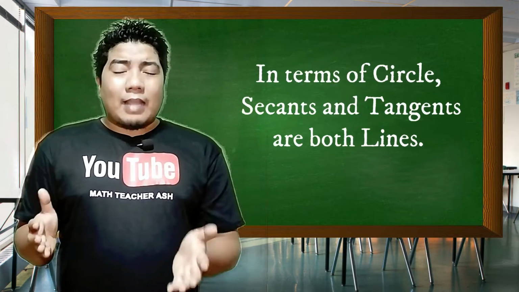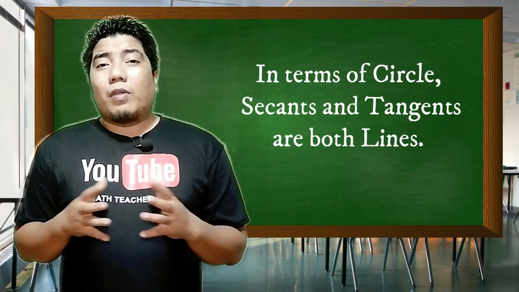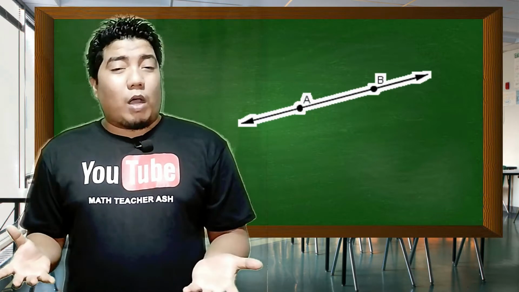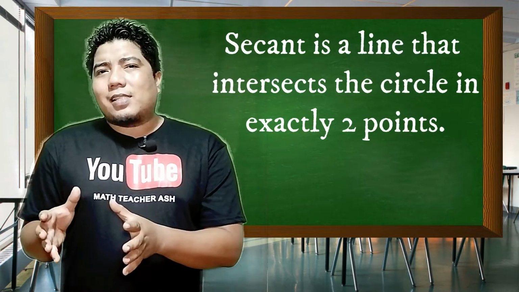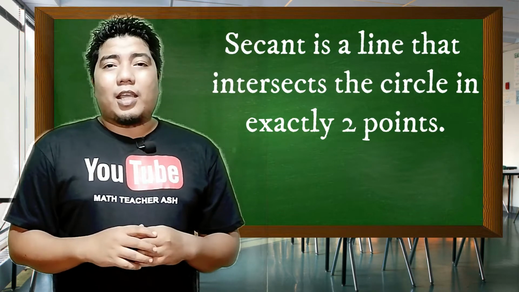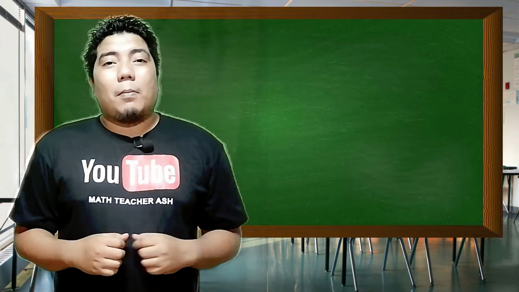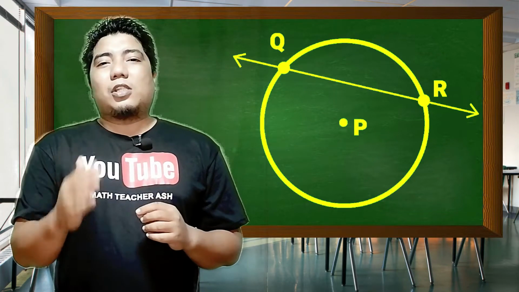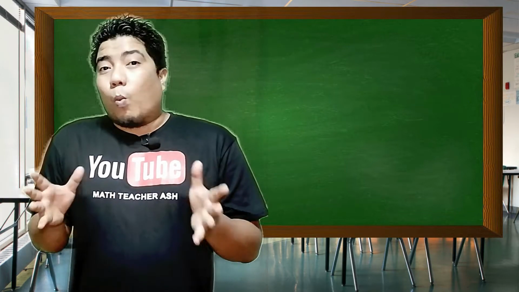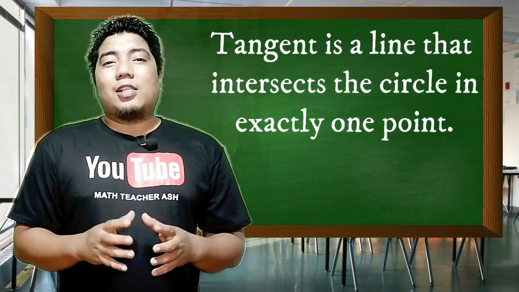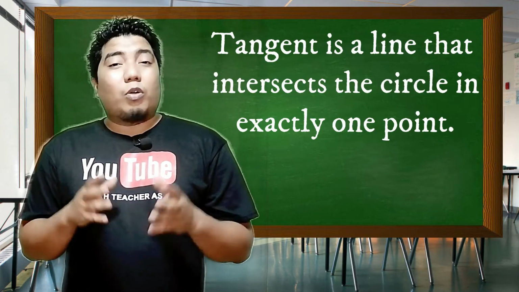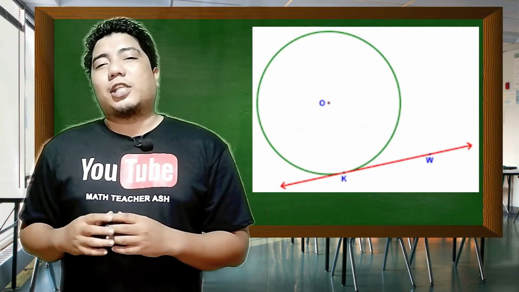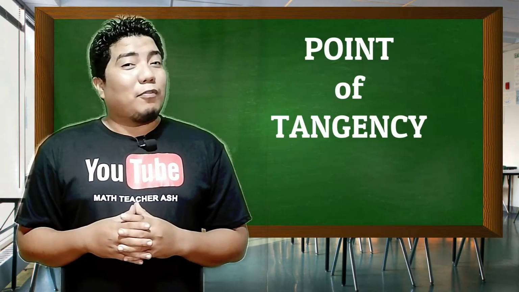Basically, secants and tangents in terms of circle are both lines. When we say line, the end part of the figure is two arrows. Now, a secant is a line that touches the circle in exactly 2 points. Meaning that if this is your circle, then it intersects the circle in exactly 2 points. While, on the other hand, a tangent is a line that touches or intersects the circle in exactly 1 point. And that point of intersection is what we call the point of tangency.